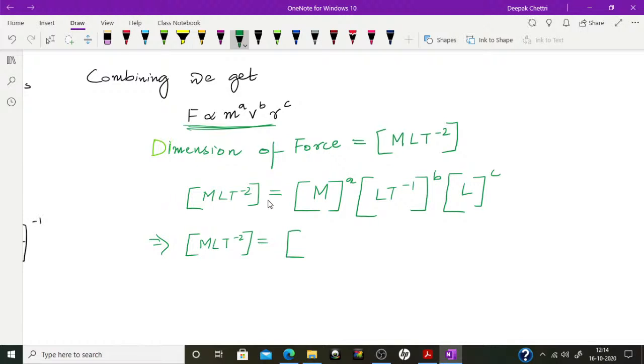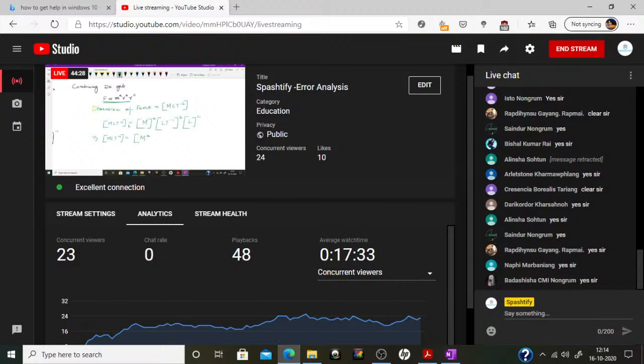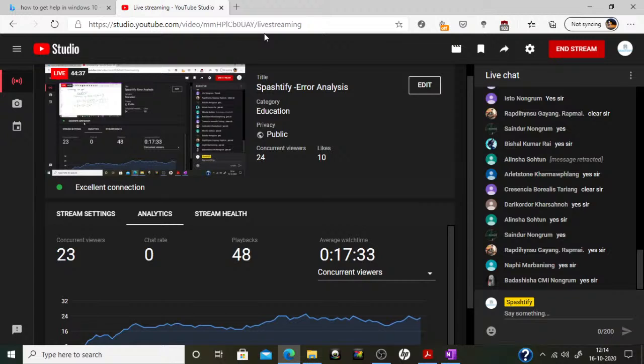Now here, combining all of them, what will I get? See, m to the power a, l, there are two l's in this term, so l to the power b into l to the power c. This will give me l to the power b plus c, and similarly t to the power minus b. So far, is it clear or no?